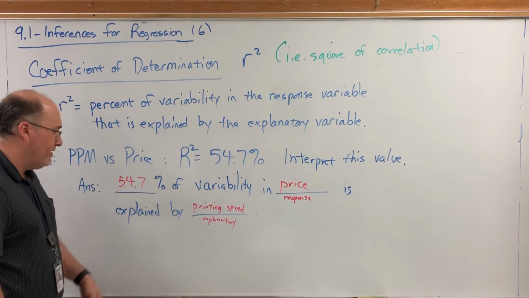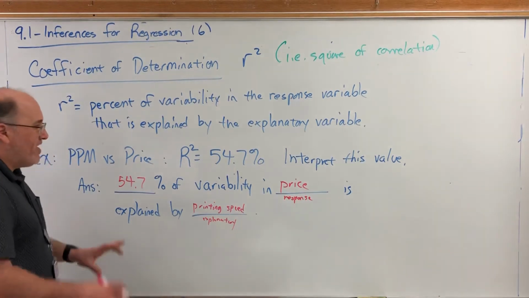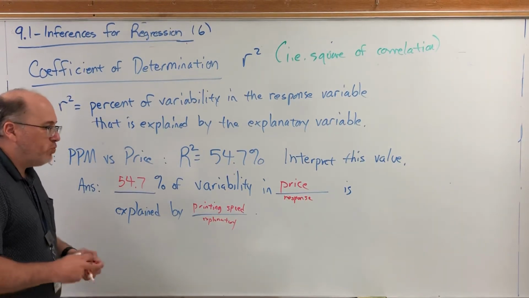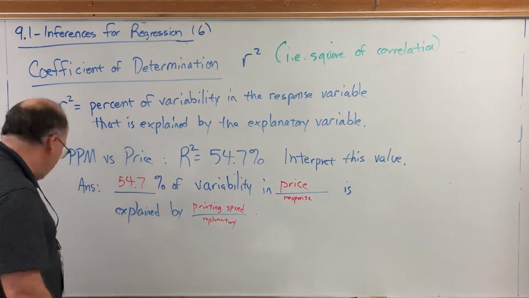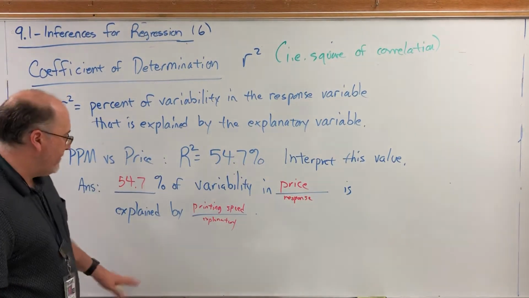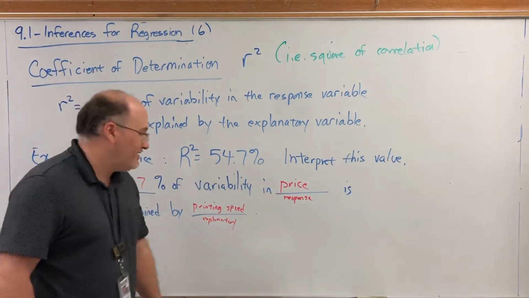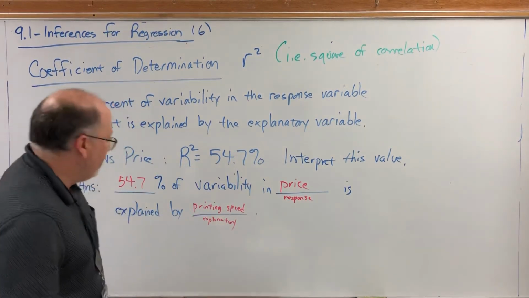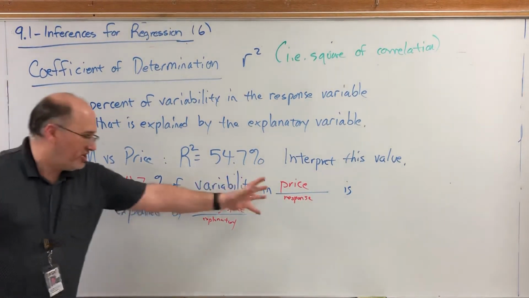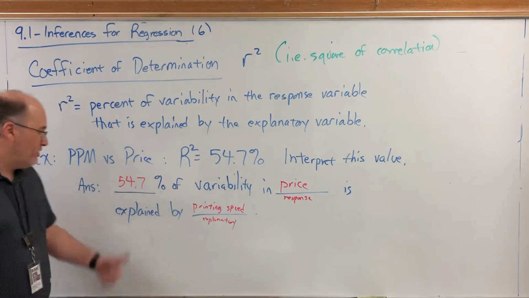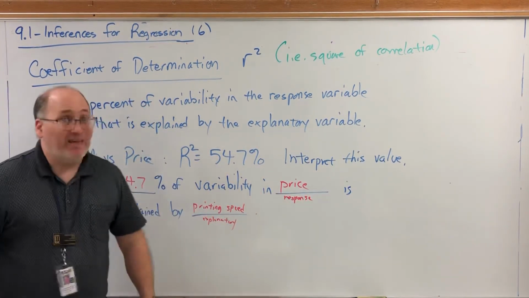45.3% of variability is explained by something that the model doesn't represent. Remember that error term earlier? That's what it's accounting for. The other 45.3% is stuff that affects the variability of the price besides the printing speed. So it's a fairly quick and easy interpretation. You can just write this sentence and fill in the three blanks with the value of r squared, the response variable, and the explanatory variable.